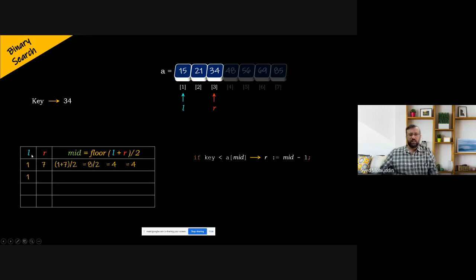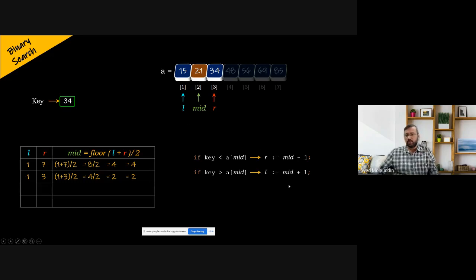Now L is 1, R is 3. So 1 plus 3, which is 4 by 2, which will be index 2. This mid will now be pointing to index 2. Again, we check whether 34 is equal to 21. It is not. Is it less than 21? No, it is greater than 21. So key 34 is greater than A of mid. So what we do is, we move L equal to mid plus 1.